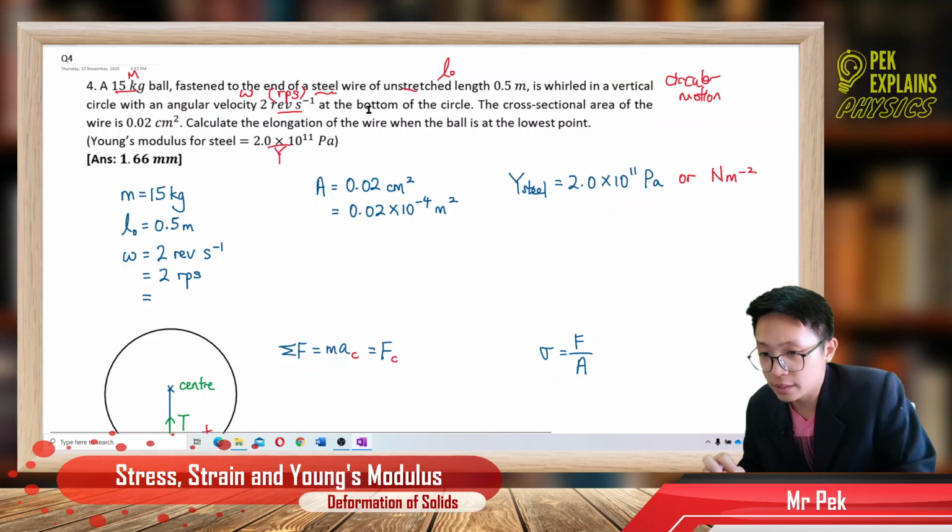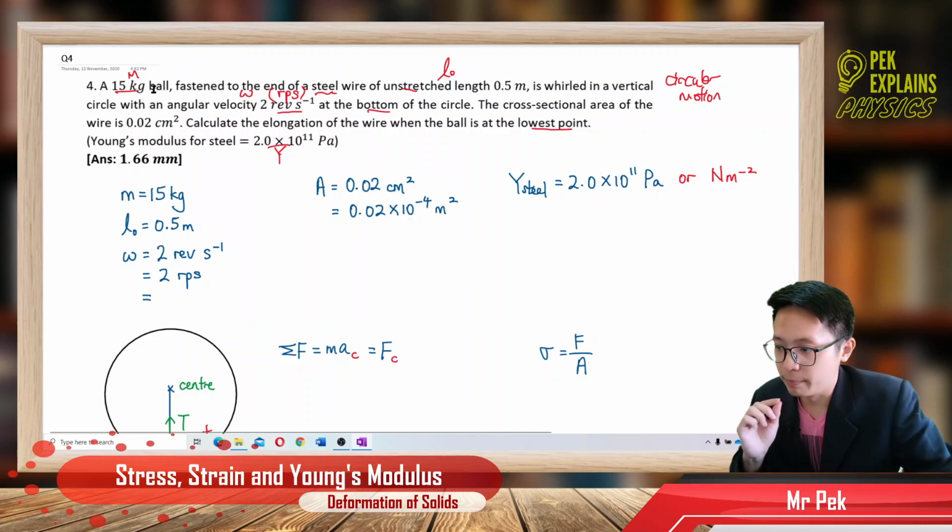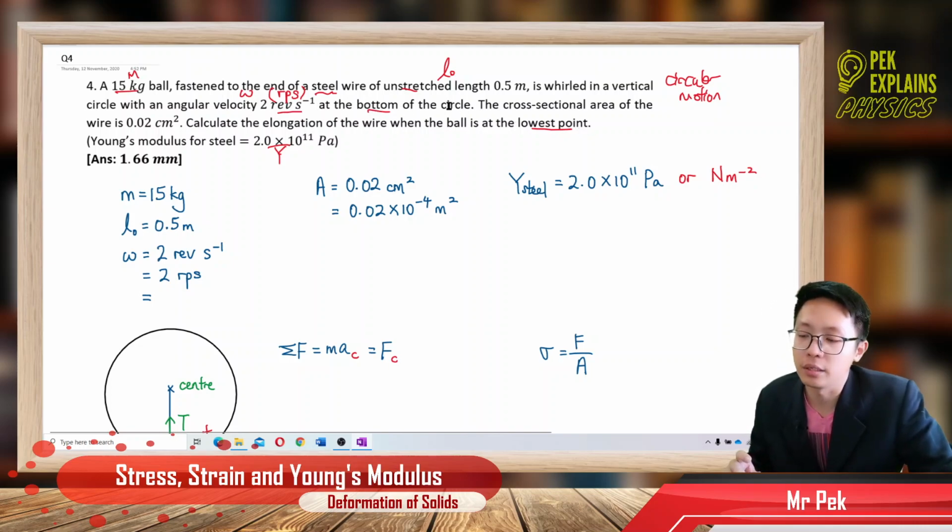At the bottom of the circle, bottom means at the lowest point. That means the ball has this omega of 2 revolutions per second when it is at the lowest point of the circle.